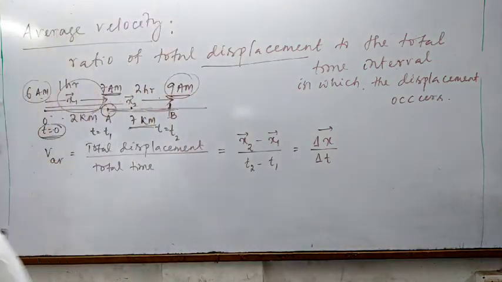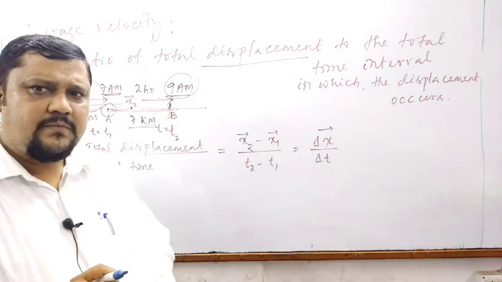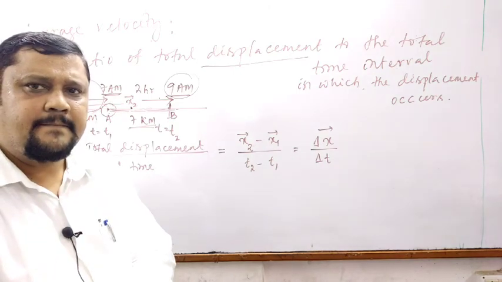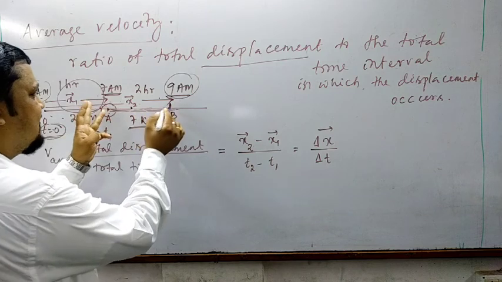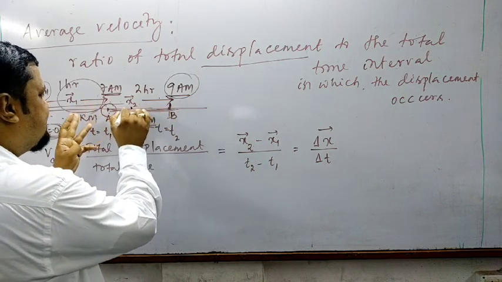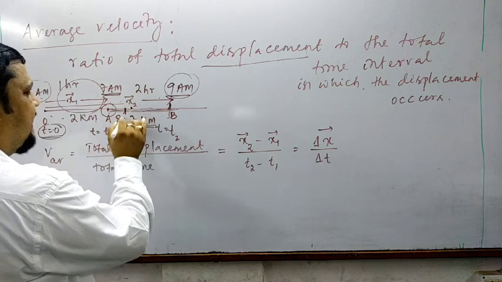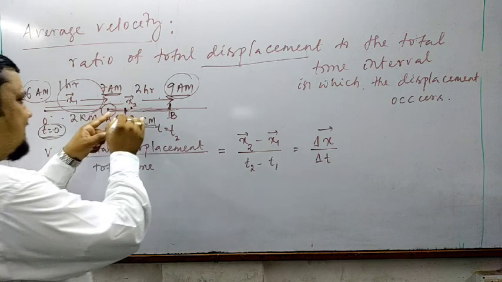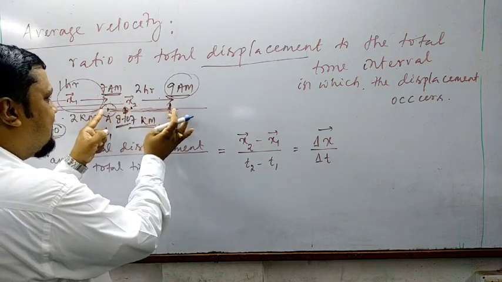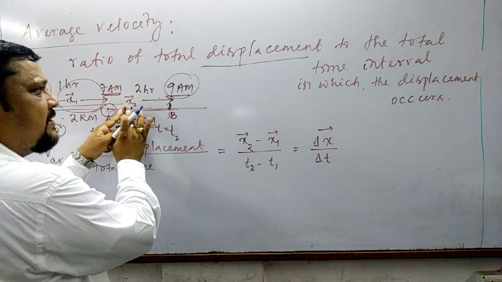So if I ask you at a particular time, 8:10 am, what was your speed? In that case what will I do? I will make this total 2 hours smaller and smaller. Suppose at 8:10 I am at this place. So to get that point, this 2 hours should be reduced and become smaller and smaller.